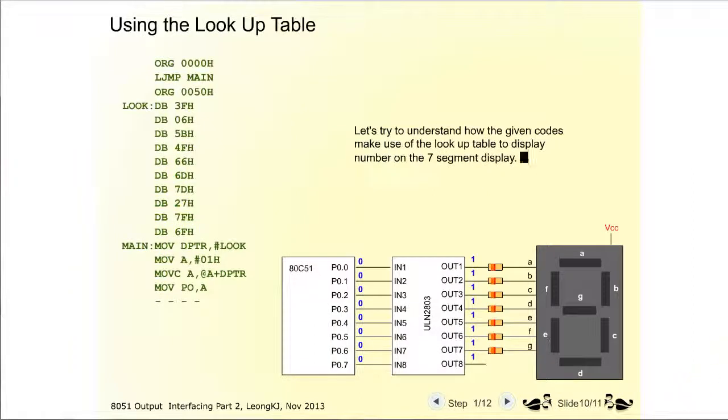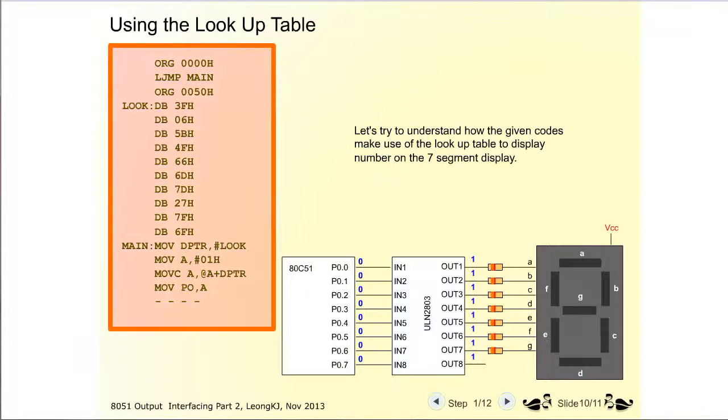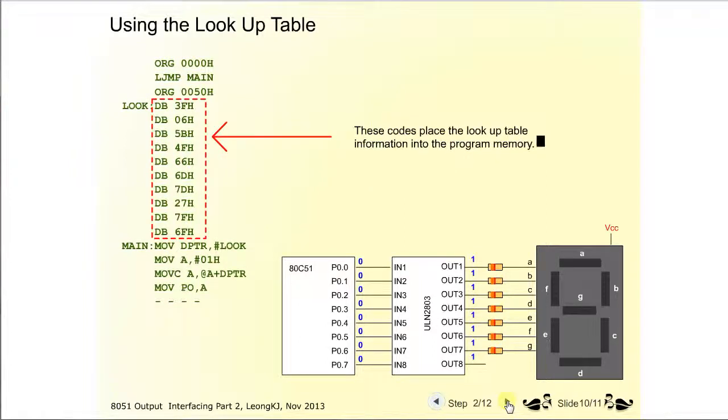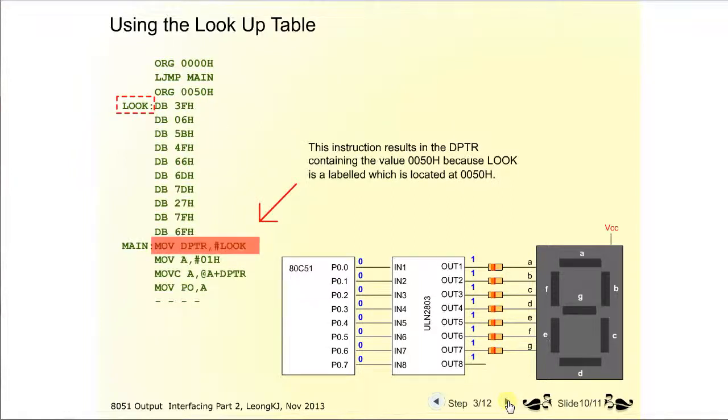Let's try to understand how the given codes make use of the lookup table to display a number on the 7-segment display. These codes place the lookup table information into the program memory. This instruction results in the DPTR containing the value of 0050, because look is a label which is located at 0050.